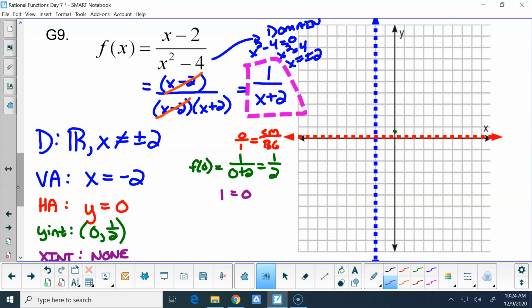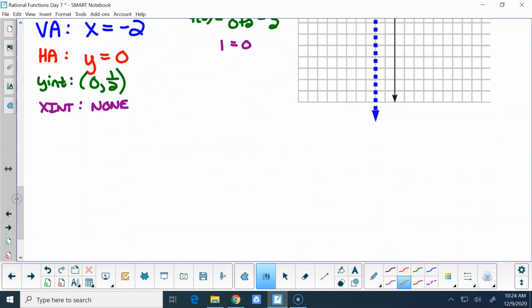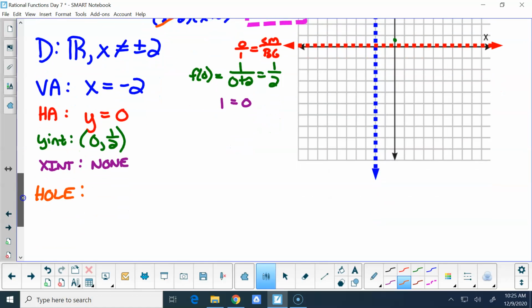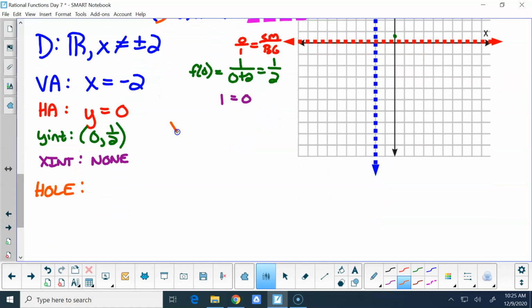I factored something out. So because I did that, I am going to have a hole. What I factored out was x minus 2. So I take x minus 2, I set it equal to 0, and I solve it. And I get x equals 2. So my hole is going to be at 2, comma, something.